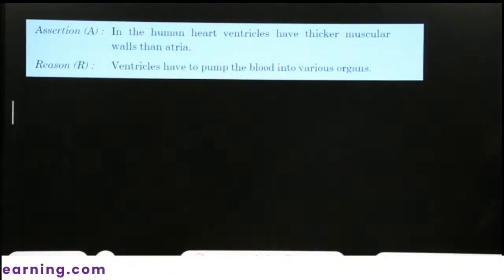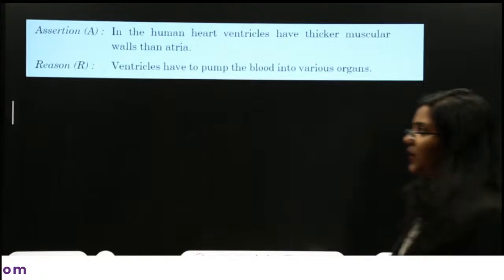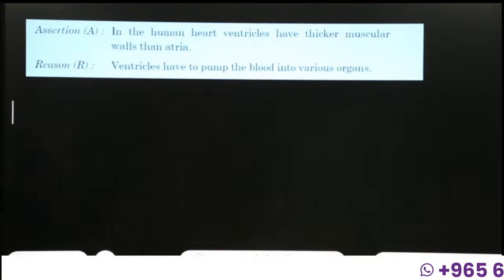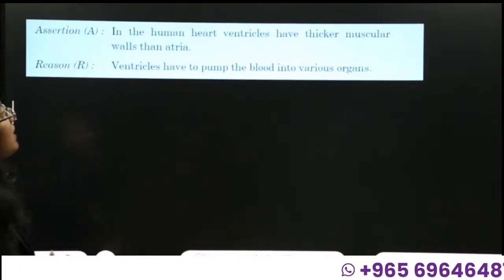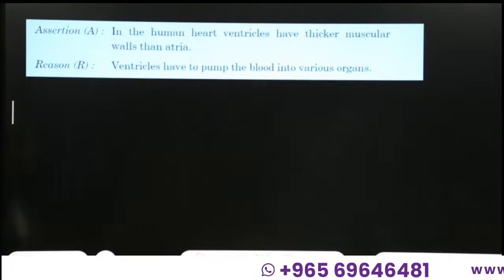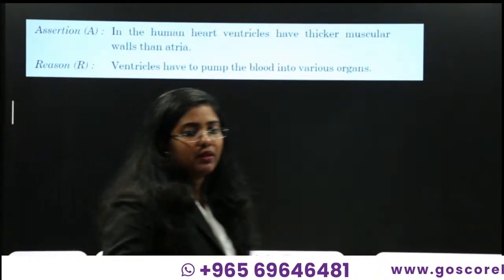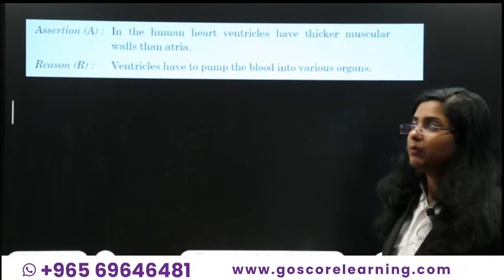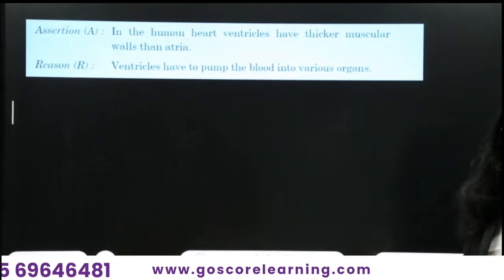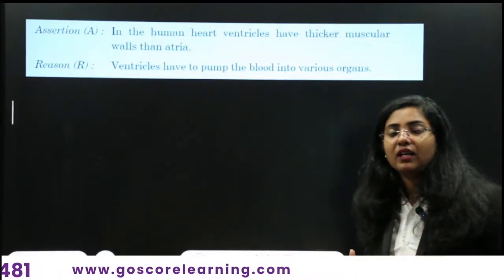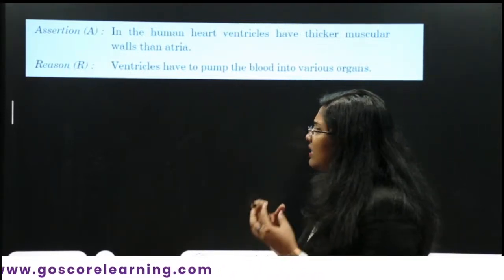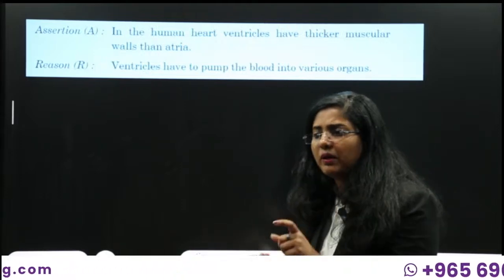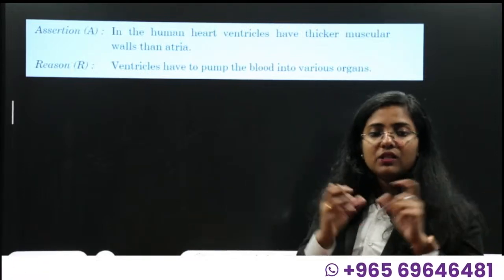This is also a very easy question, given as a direct statement. In human beings, it's about the heart. The heart ventricles have thicker muscular walls than atria. Yes, of course, because it has to pump blood to the different parts of the body. So it has stronger walls than the atria. From atria to ventricle there is a very short distance, but from ventricle to the different parts of the body it is a very long distance.